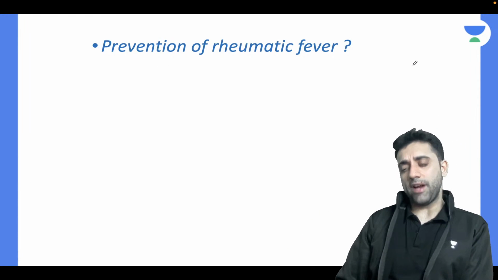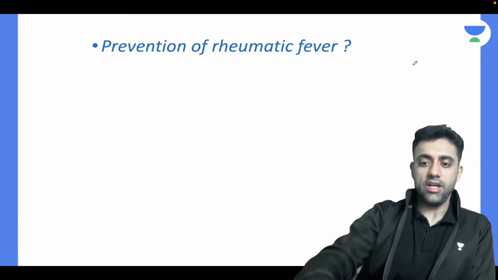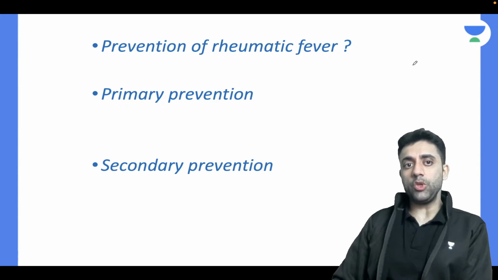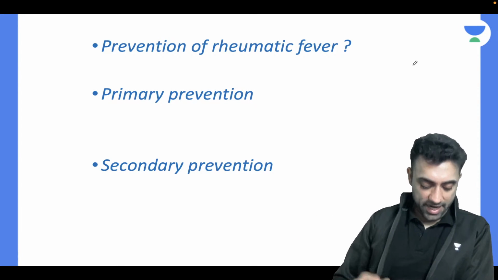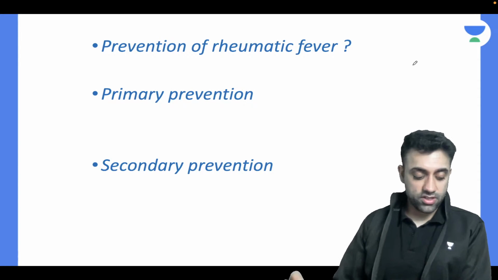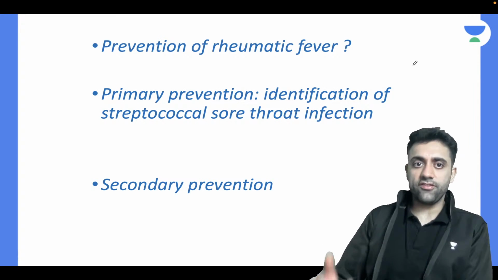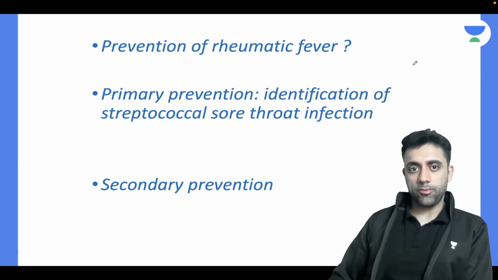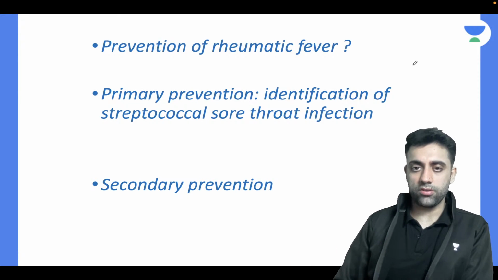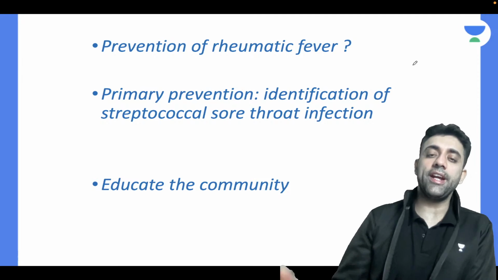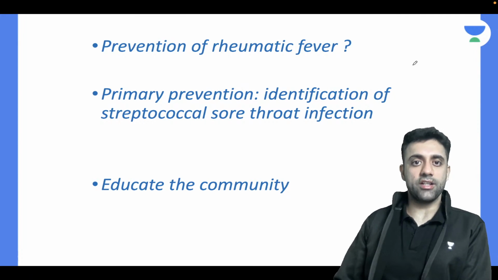How can I prevent rheumatic fever in my further life? Most importantly, prevention is divided into primary prevention and secondary prevention. What happens in primary prevention? In primary prevention, first of all, you identify a streptococcal sore throat infection and also educate the community about rheumatic fever, how it comes, how it can damage the heart, and this and that.